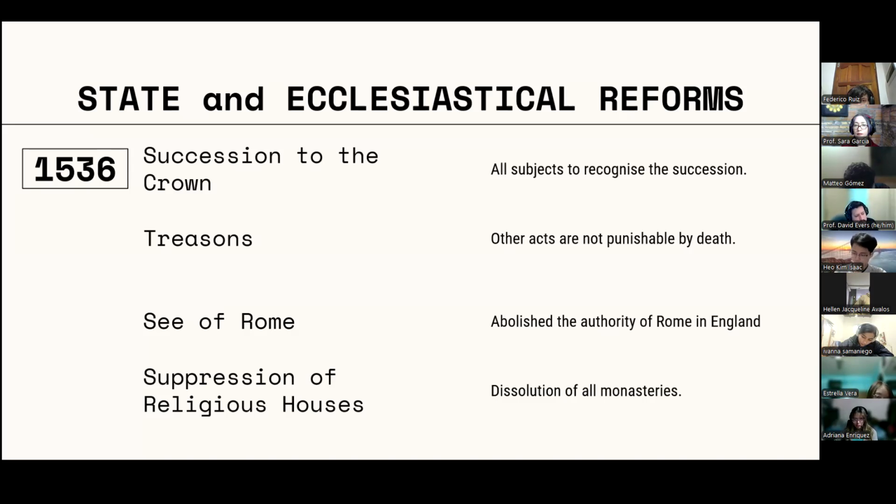Then he passes a lot of other reforms that declare many different acts are now punishable by death, providing the legal justification for determining treason and determining specific acts as treason against England. He at this point completely abolished all of the authority of Rome in England.